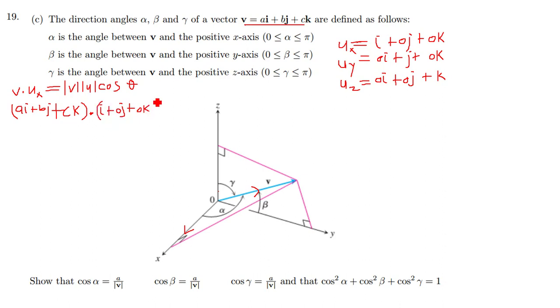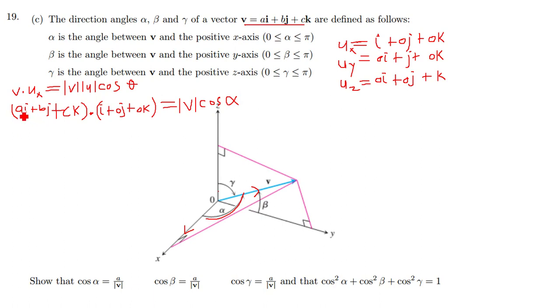So when we dot these two, this is going to be equal to the magnitude of v times the magnitude of u. Remember, u is a unit vector, meaning its magnitude is just 1. So v times 1 is still the magnitude of v, and then I'll write cos of the angle I'm trying to find here, which is alpha, so this is going to be cos alpha. So let us try to dot this.